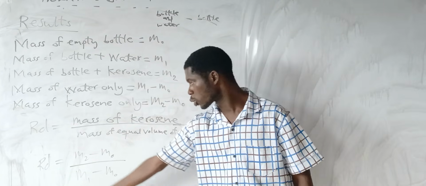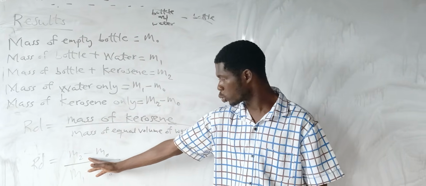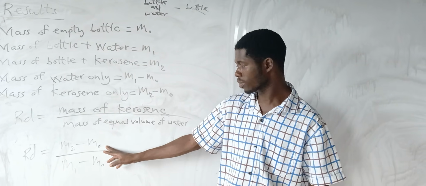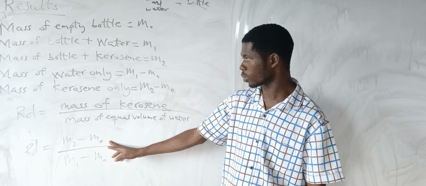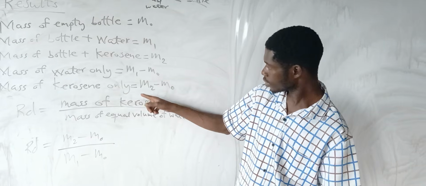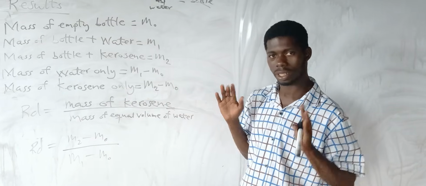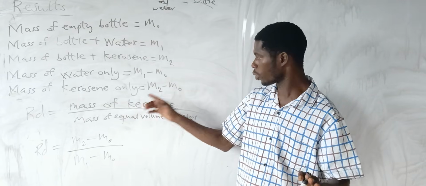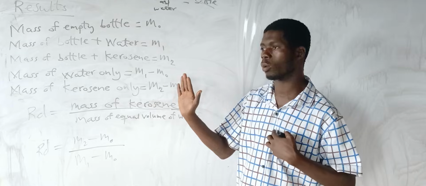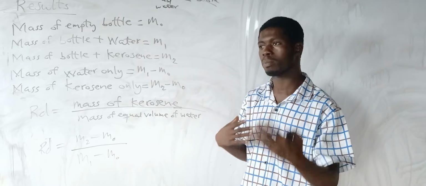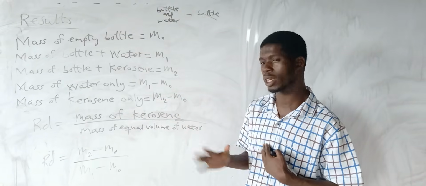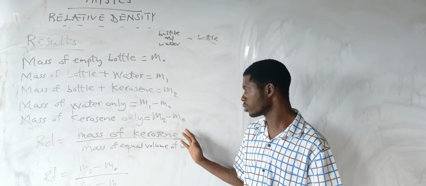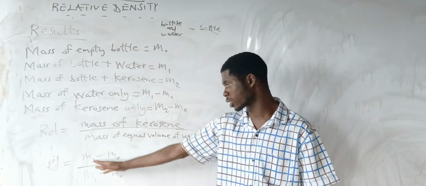Now, relative density is equal to M2 minus M0, the mass of the closing. What is the closing? It's the mass of the closing only, the substance you want. So for you to get the closing, you subtract the bottle from the bottle plus the closing. So you are able to get the closing only. That's M2 minus M0.